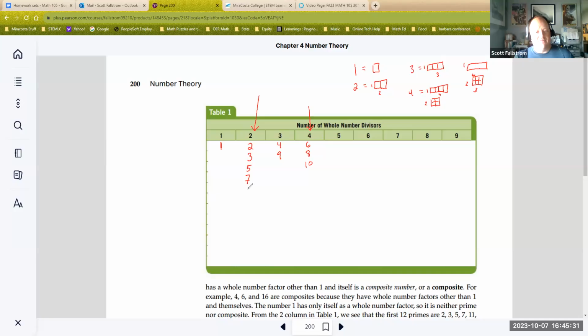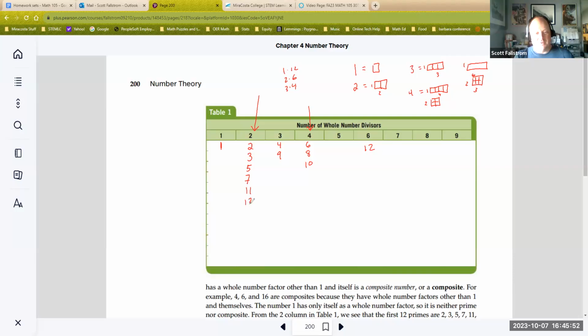Let's see here. Number 11 has exactly 2. And number 12, let's see here. 12 would be what? A 1 times 12, a 2 times 6. Oh, and a 3 times 4. That's the one we did on the other page. There's 6 of them. Oh, wow. That's way over here. Okay. All right. That's fine. So here's 12.